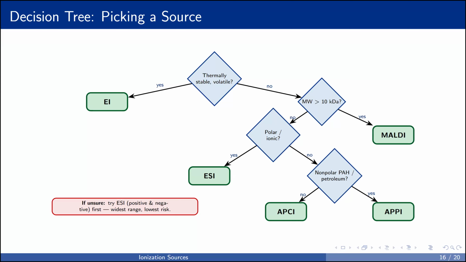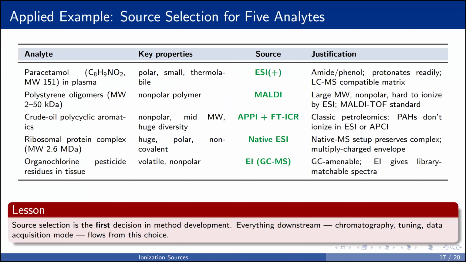One final caveat. The decision tree is a starting point. In practice, you need to consider the instrument you have access to, the mobile phase your chromatography demands, the regulatory context, and the specific matrix. These can all shift the answer, but the tree gets you 90% of the way there. Let's apply what we've learned to five real analytes and make it concrete.